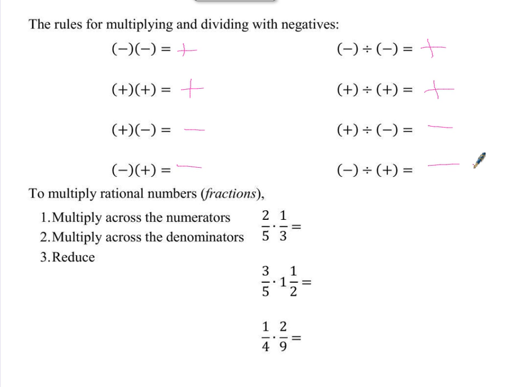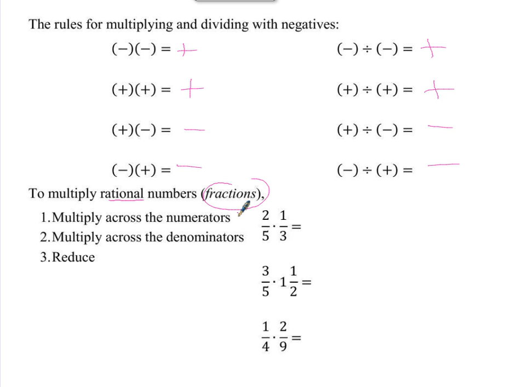You have to have this down. We're going to be doing this all year long, and making mistakes on this sort of thing is detrimental to your health. To multiply rational numbers, or fractions, we learned that a couple of sections ago: multiply across the numerators, multiply across the denominators, and reduce. You don't need a common denominator when you're multiplying. You just multiply.